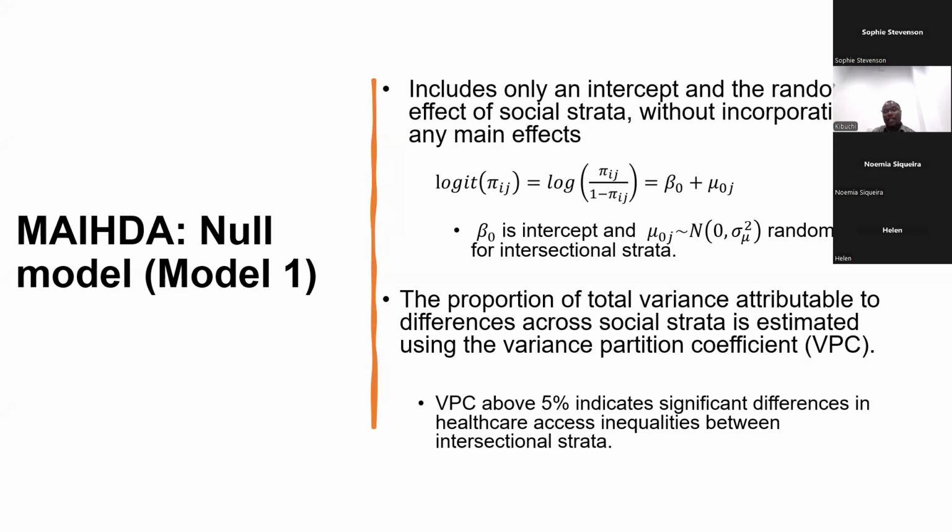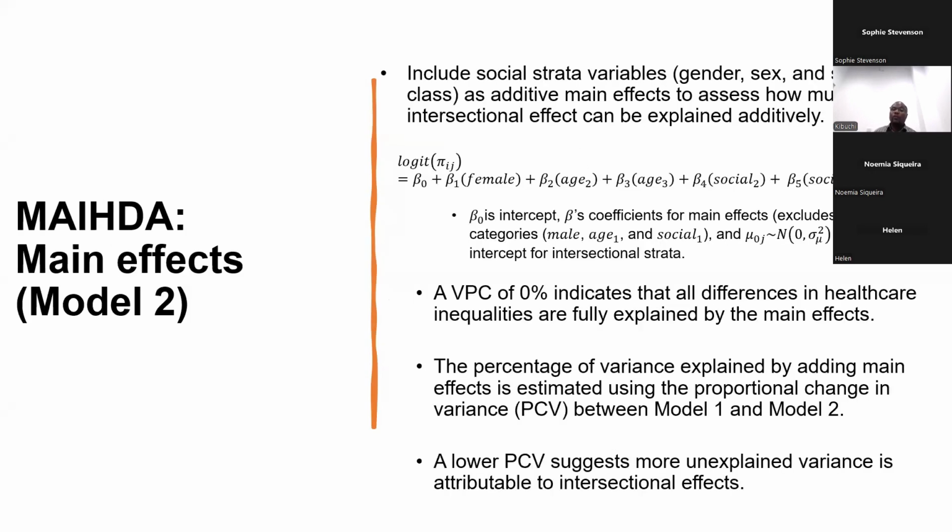Then the next thing is to now investigate, okay, this is only based on the intersectional strata. What about, we know that the variability of the healthcare access is also influenced by each specific variable which you use to create the intersectional strata. So the second model, that's where you now control for the factors, let's say gender, sex, and social class, which you use to create the intersectional strata.